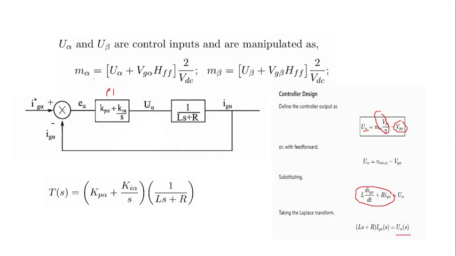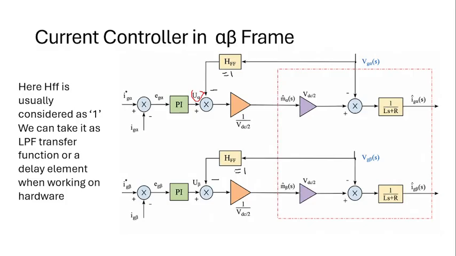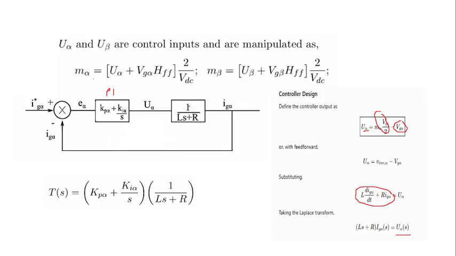But why we keep U alpha means this is the output of PI controller, and the same is the input of the L filter. So we can develop the block diagram like this, where this T of S is KPA plus KIA by S into 1 by LS plus R. This is the open loop transfer function of this loop. U alpha and U beta are the control inputs and are manipulated as M alpha, M beta.